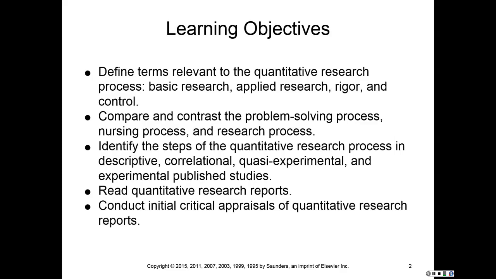These are the learning objectives. Define terms relevant to the quantitative research process. Those terms are basic research, applied research, rigor, and control. Okay? So the second one is compare and contrast the problem-solving process, nursing process, and the research process. Identify the steps of the quantitative research process in descriptive, correlational, quasi-experimental, and experimental published studies.